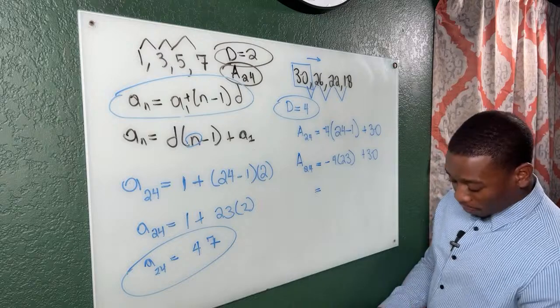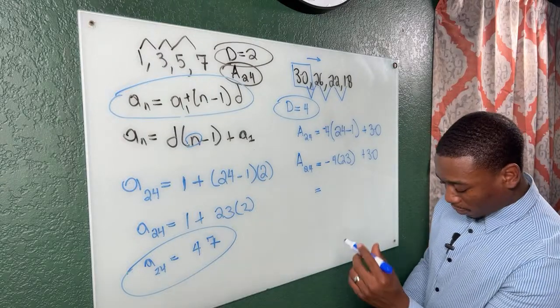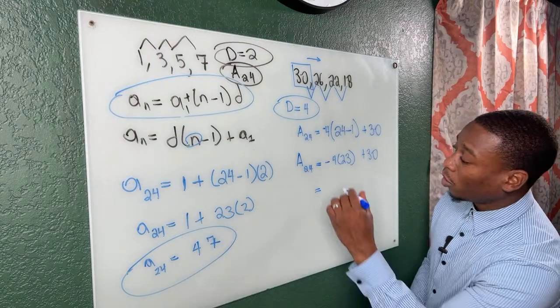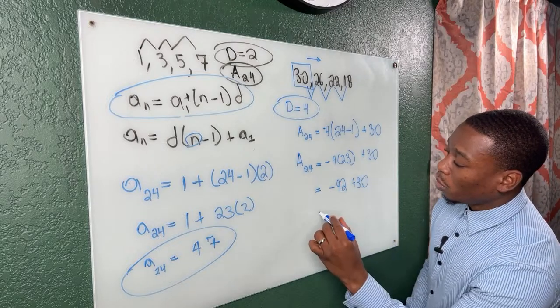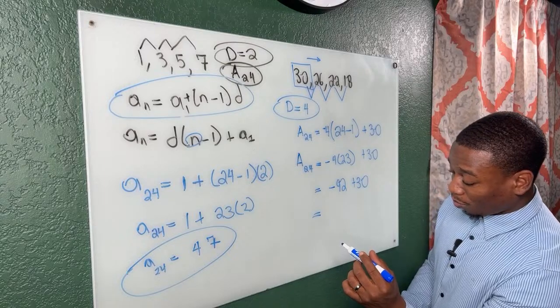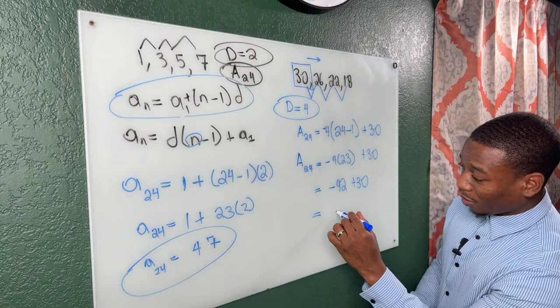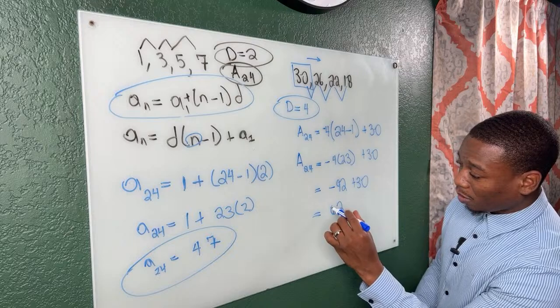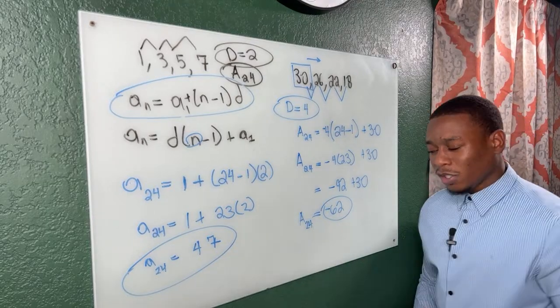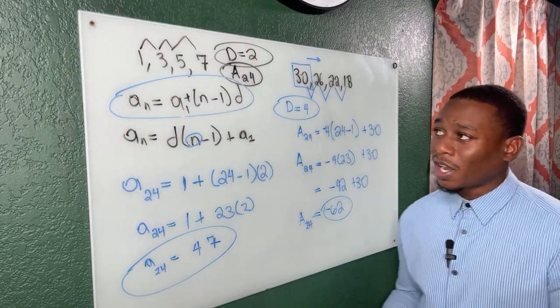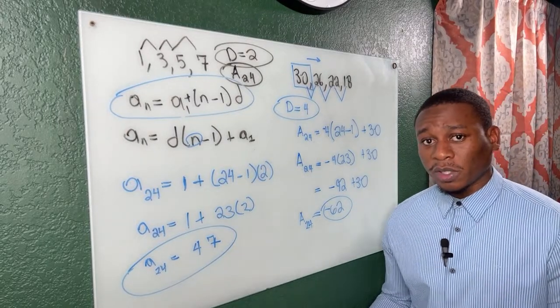Oh, okay. Yep, that's right. So we got 4 times 23, which is negative 92, plus 30. Once we combine these two, we should get negative 62, if I'm not mistaken. So this is how you would do arithmetic sequences, guys, and find a specific term in the sequence.